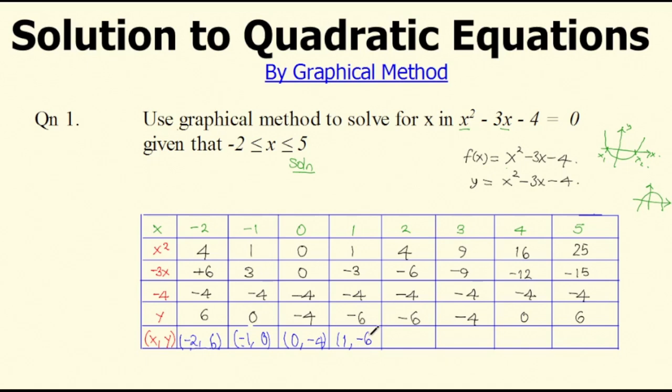We move on to the next one. The x value is positive 2 and y is negative 6. And then 3 for x, negative 4 for y, 4 for x and 0 for y, and finally 5 for x and then 6 for y. Now let's move on to the next page and copy these points so that we are able to plot them on the graph in the Cartesian plane.